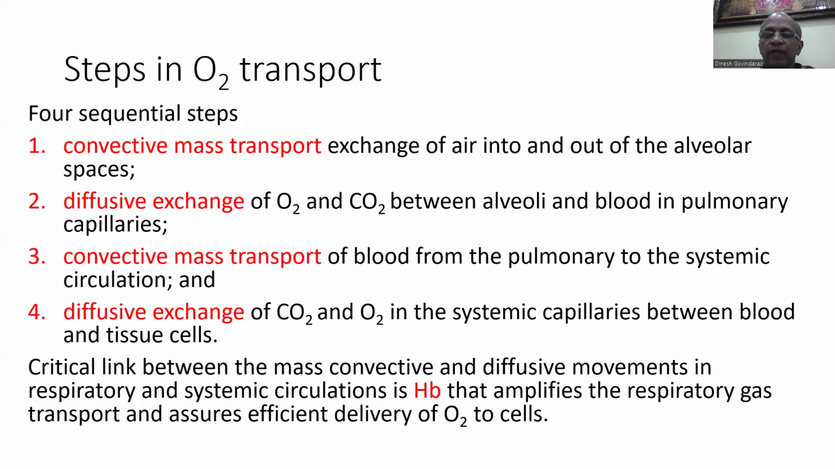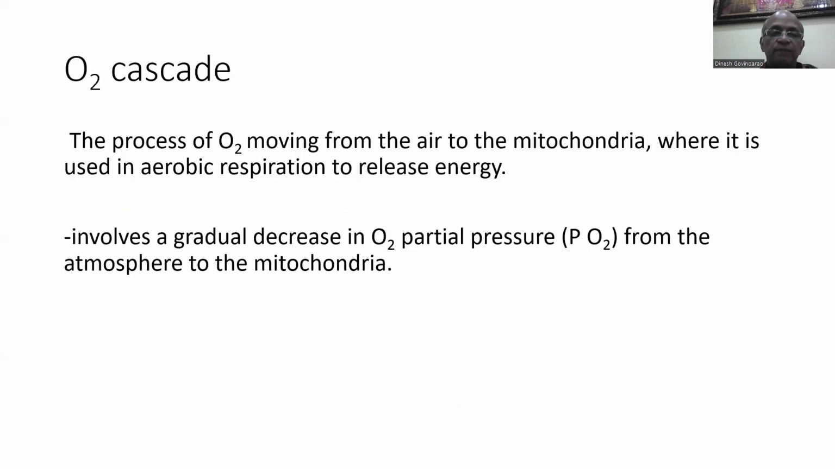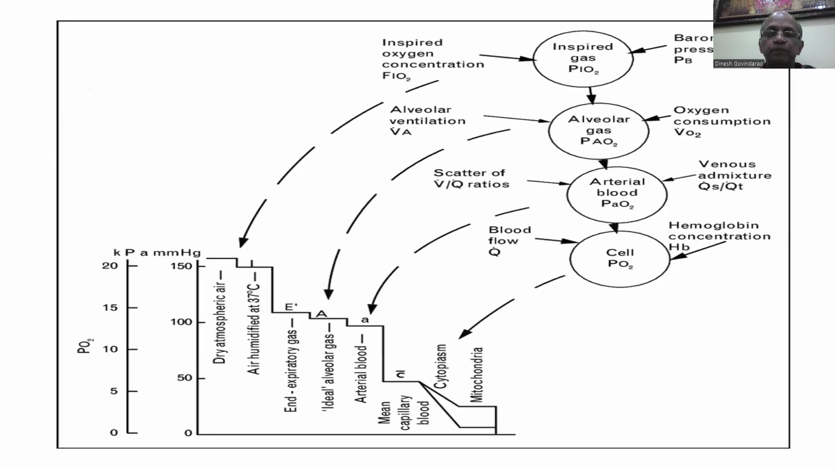The critical link between these mass convective and diffusive movements in the respiratory and systemic circulations is hemoglobin. It amplifies the respiratory gas transport and assures efficient delivery of oxygen to the cells. The process of oxygen moving from the air to the mitochondria, where it is used in aerobic respiration to release energy, is called the oxygen cascade. It involves a gradual decrease in the partial pressure of oxygen from the atmosphere to the mitochondria.